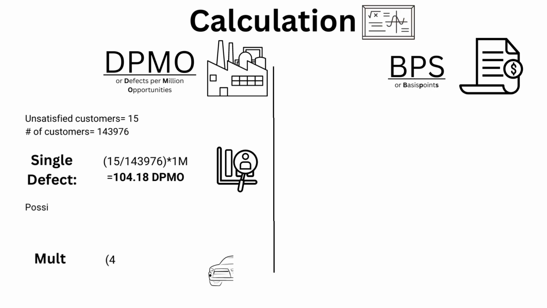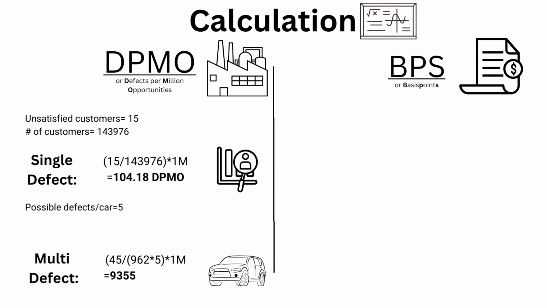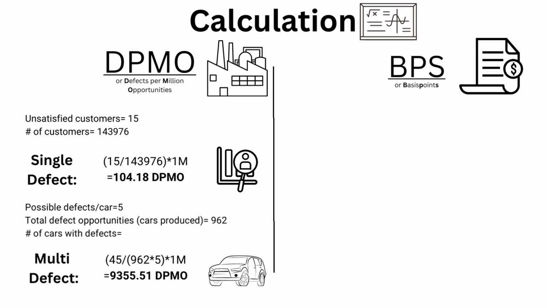Now, with the multiple defect case, things get a little bit more complicated. Here we could look at a car manufacturer who wants to analyze the amount of defects per car and wants to limit them at a certain maximum. Here we could say that we have 5 possible defects, which would be tires, the chassis, windows, rims, and bumpers, for example. We would have a total of 962 cars produced, and of these 962, we would have 45 with defects.